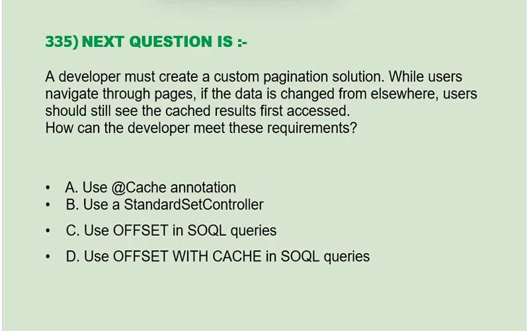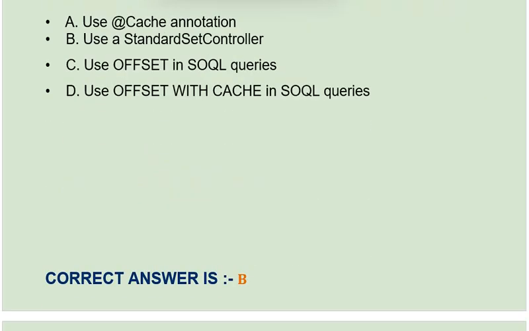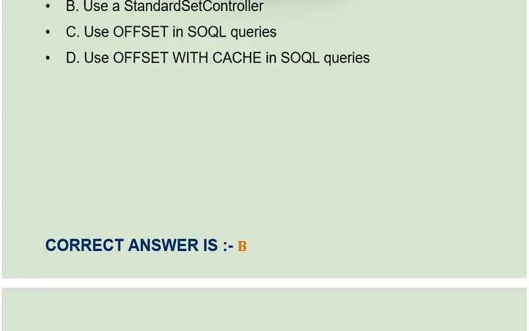Question is, a developer must create a custom pagination solution. While users navigate through pages, if the data is changed from elsewhere, users should still see the cached results first accessed. How can the developer meet these requirements? Option A, use @cacheable annotation. Option B, use a standard set controller. Option C, use offset in SOQL queries. Option D, use offset with cache in SOQL queries. Correct answer is option B.